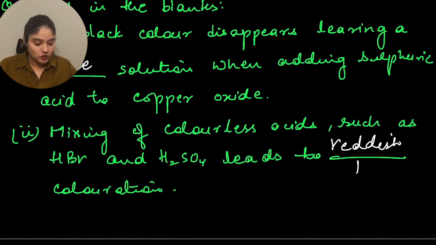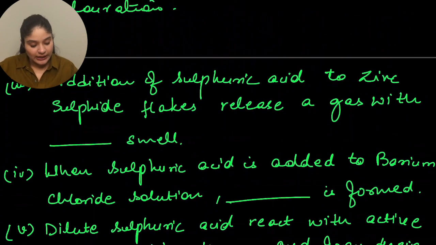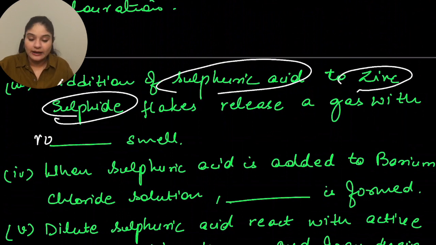So reddish brown coloration. Third part, addition of sulfuric acid to zinc sulfide flakes releases a gas which has a rotten egg smell. Because you have zinc sulfide reacting with sulfuric acid, you will end up getting hydrogen sulfide gas. So rotten egg smell.